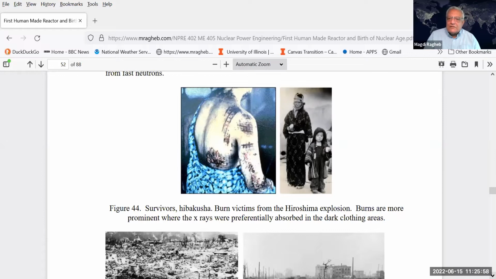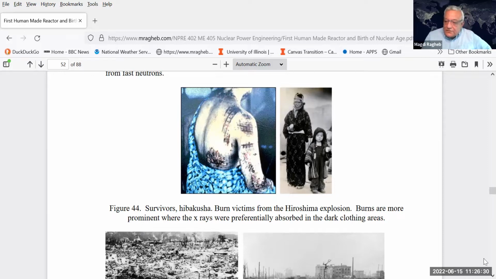The bomb caused lots of damage because it produced X-rays. These are survivors. That lady here survived, but the X-rays, as you could see, were absorbed by the dark part of the kimono or the dress on the back of that lady. It caused burns. She is a survivor. Otherwise, I wouldn't have shown the picture here. And in that case, the burns were mostly the problem of the survivors.